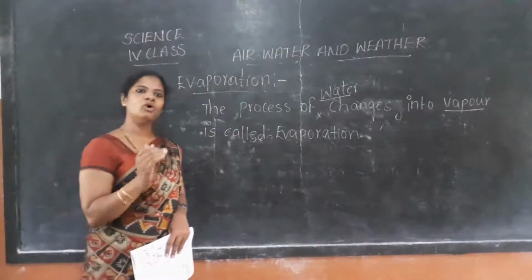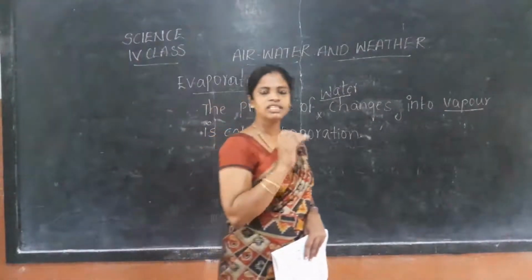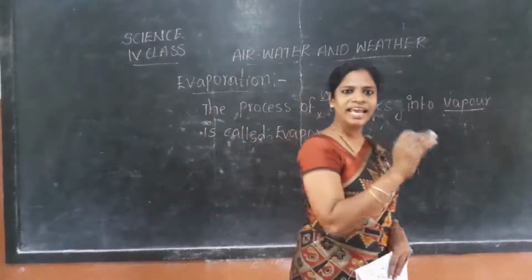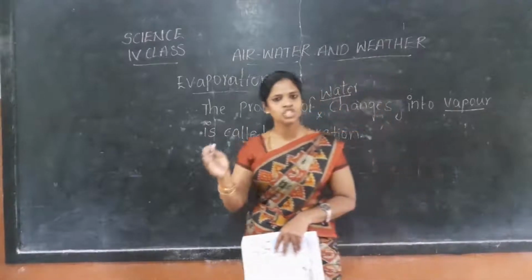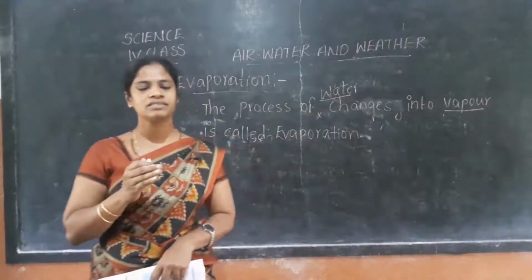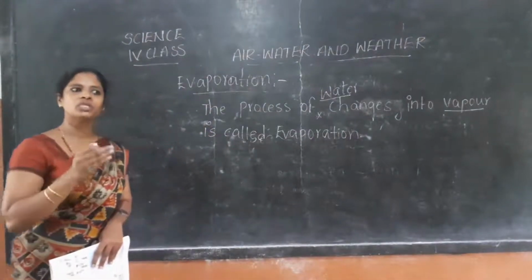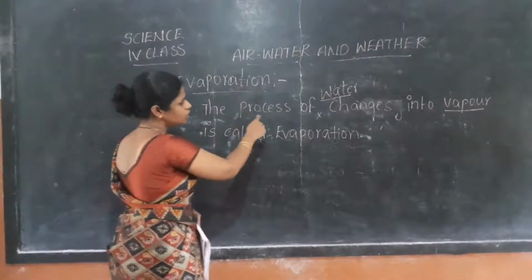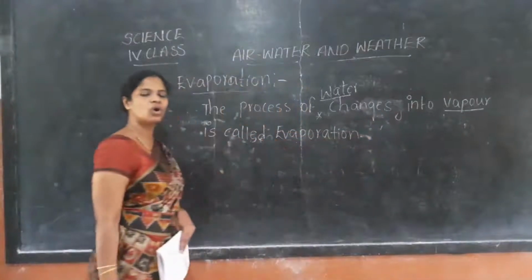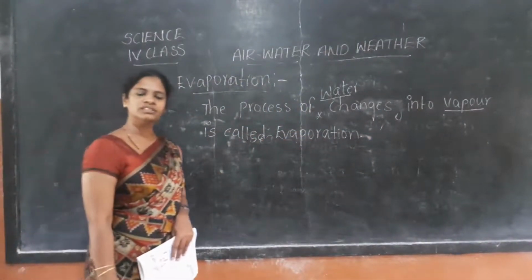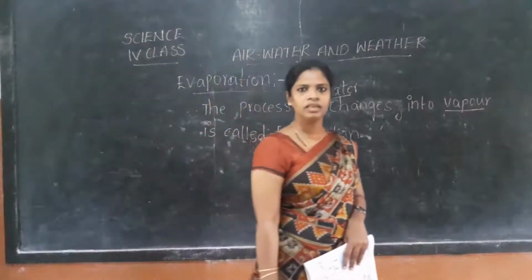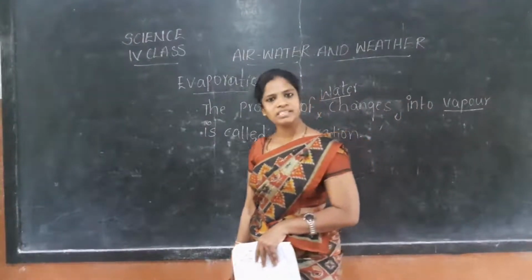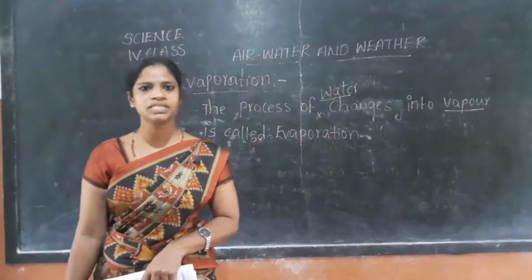This evaporation goes on continuously in nature. So the water from lakes, rivers, seas, oceans changes from water to vapor state because of the sun's heat. Okay students, what is meant by evaporation? The process of water changing into vapor is called evaporation. In nature, this evaporation takes place continuously. The water from rivers, lakes, seas, wells evaporates because of the sun's heat.